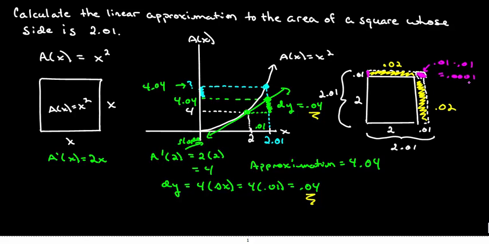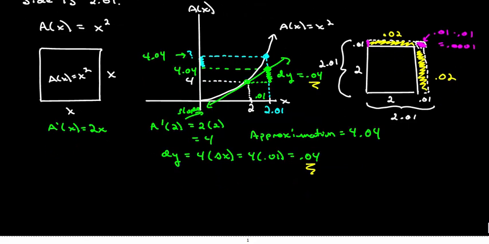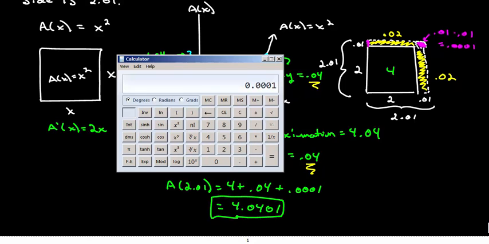So if you look at the actual area at 2.01, it is going to be equal to this area on the inside, which we already know is 4, plus my two pieces here, which are my dy, 0.02 plus 0.02, plus this guy right here, 0.0001. So the overall area is 4.0401. This right here should be what 2.01 squared is. And there it is. Okay?